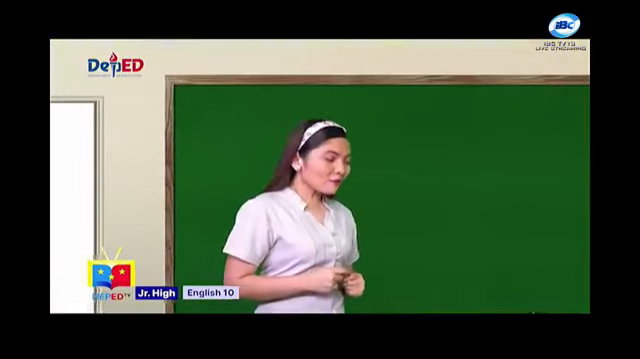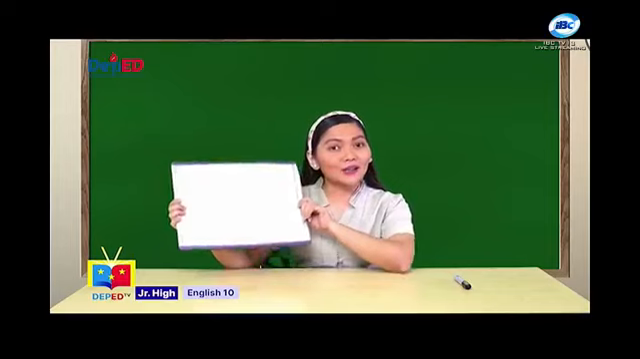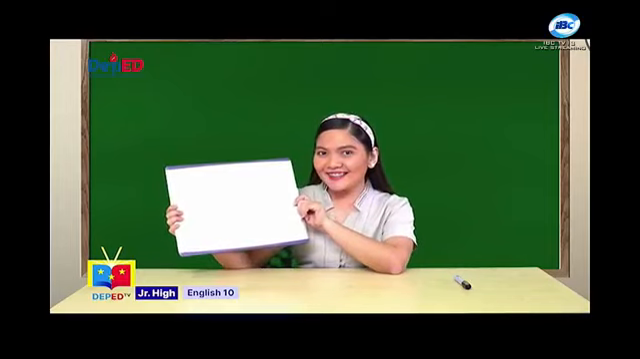Now, let's have a short quiz bee to review about plot, setting, and characterization. This quiz bee is very easy. You simply have to identify the terms defined in each number. Write your answers in your board or paper. At the count of 5, or when you hear this sound, you have to raise your board and show me your answer. Game?